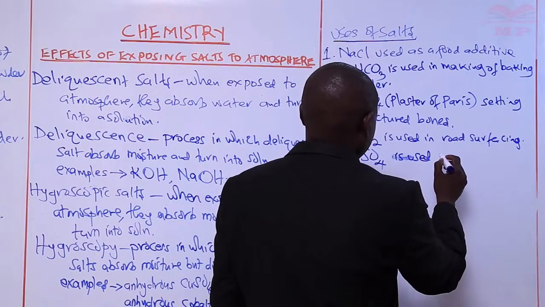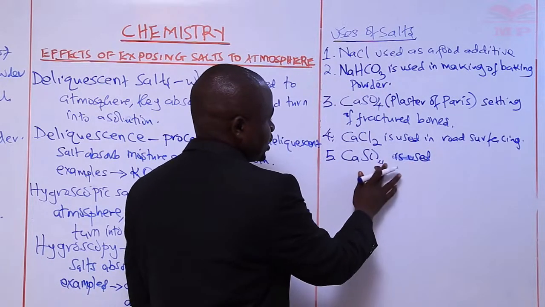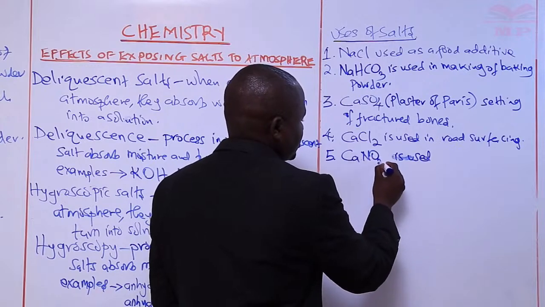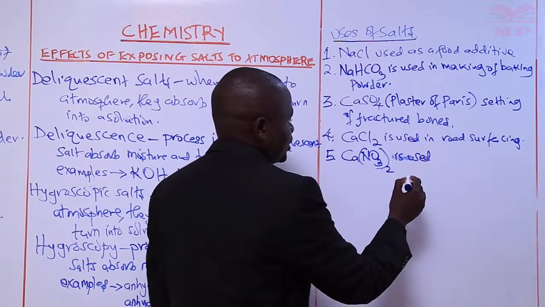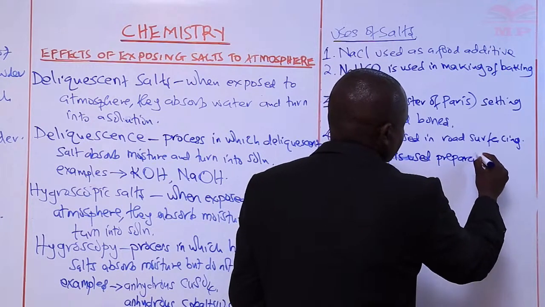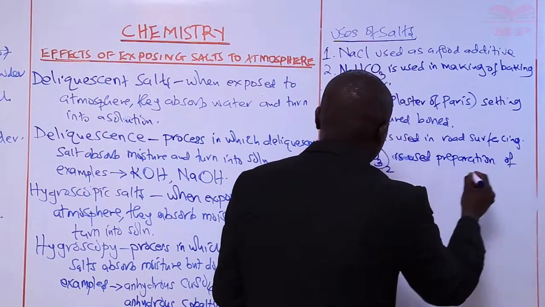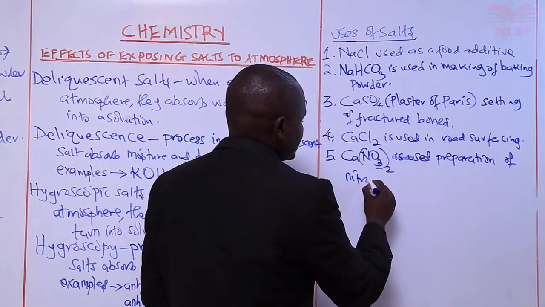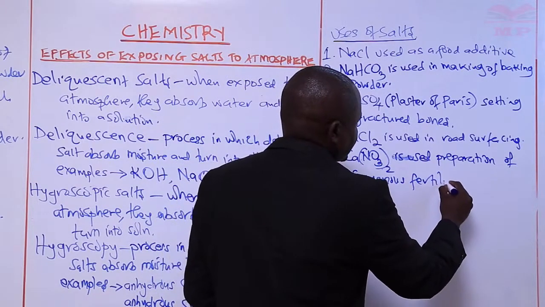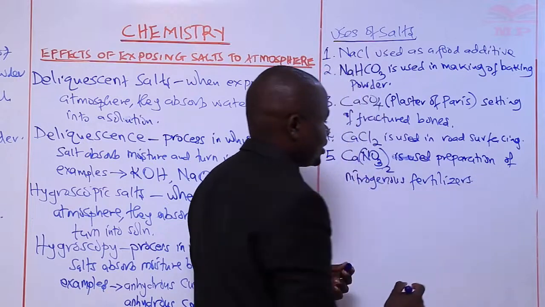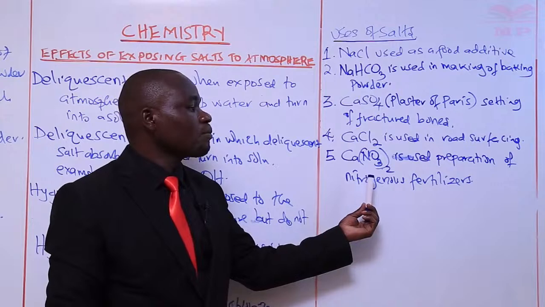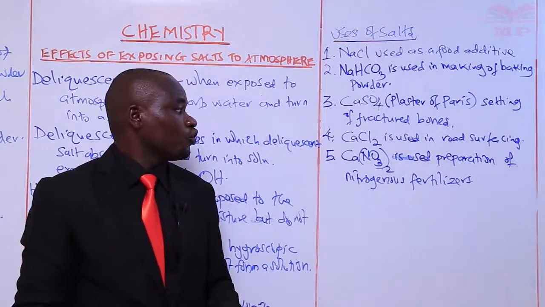Calcium, not calcium sulfate, sorry, but calcium nitrate. Calcium nitrate is used in preparation of nitrogenous fertilizers. So my dear student, these are just some of the uses of salts.